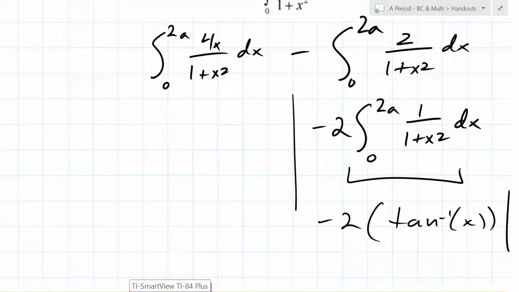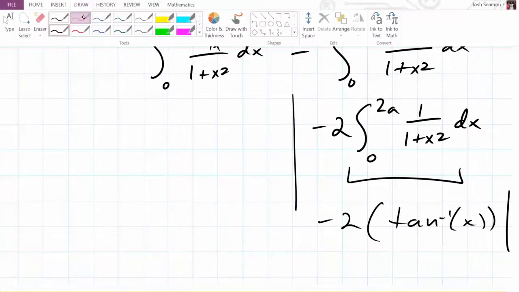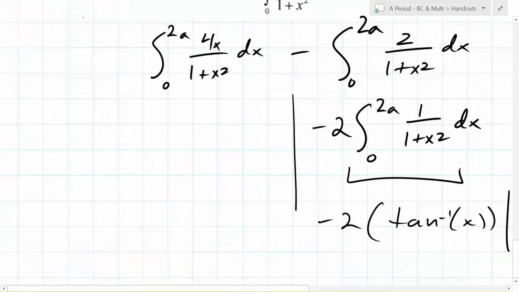Does anybody know what method you need to use on this one? It's a different method. Substitution. Now, last year you probably called it W substitution. I like calling it U substitution.